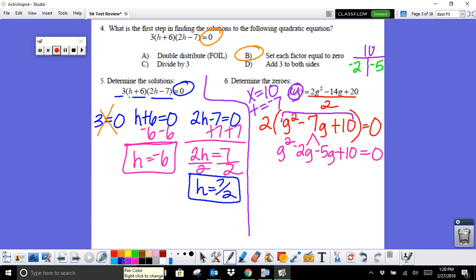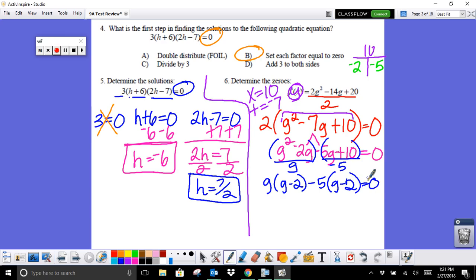Now we have our 4 terms, so we can group. My first group, I can take out a g. If I take that out, that leaves me with g minus 2. My second group, I can take out a negative 5, and that leaves me with g minus 2. So my factors here are going to be g minus 2 and g minus 5. Now realize that these are my factors. Those are not my solutions. I still have to find my solutions.